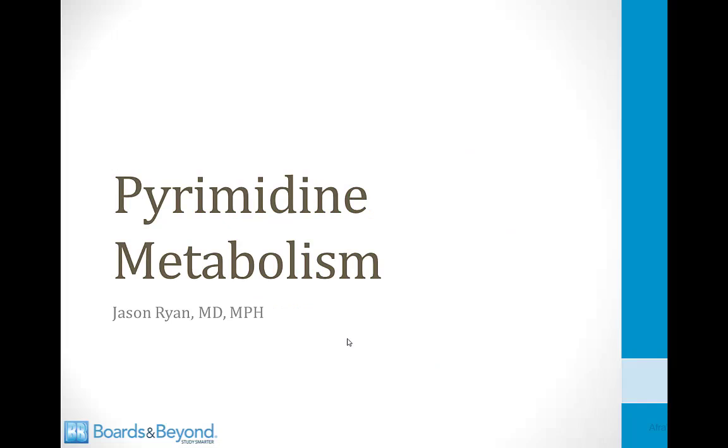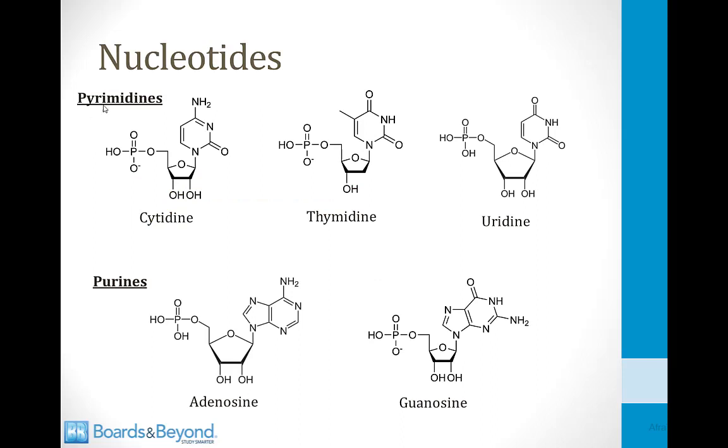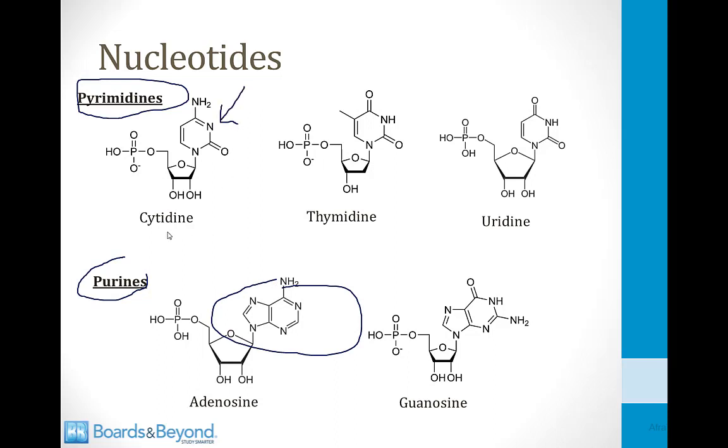Hello everyone and welcome to our module on pyrimidine metabolism. So by way of review, the nucleotides can be divided up into the pyrimidines or the purines. The purines all have two rings and I talk about those in a separate module. In this module, we are going to talk about the biochemical synthesis of the pyrimidines, which all have one ring, and the three pyrimidines are cytidine, thymidine, and uridine.